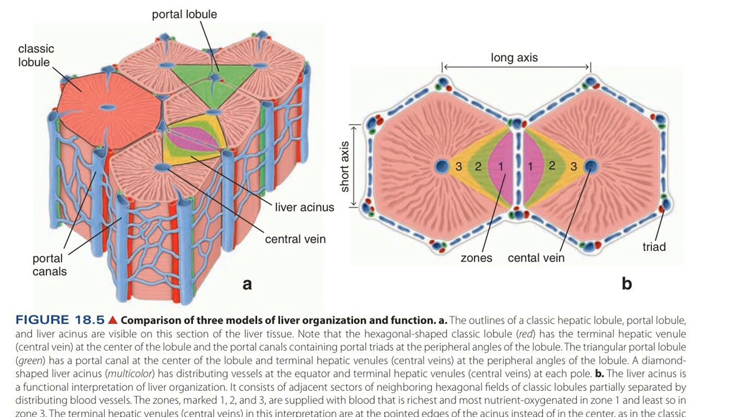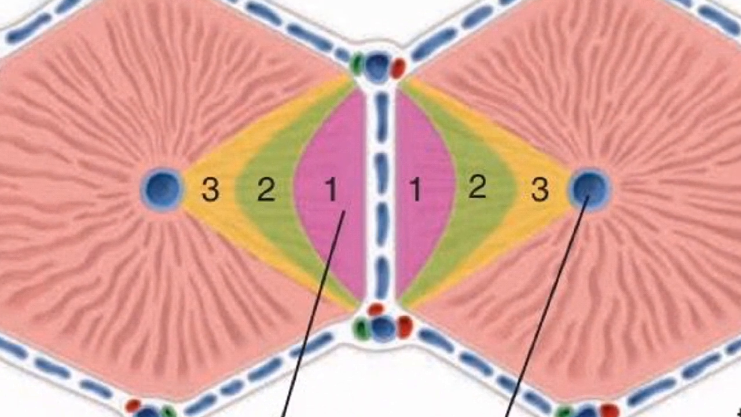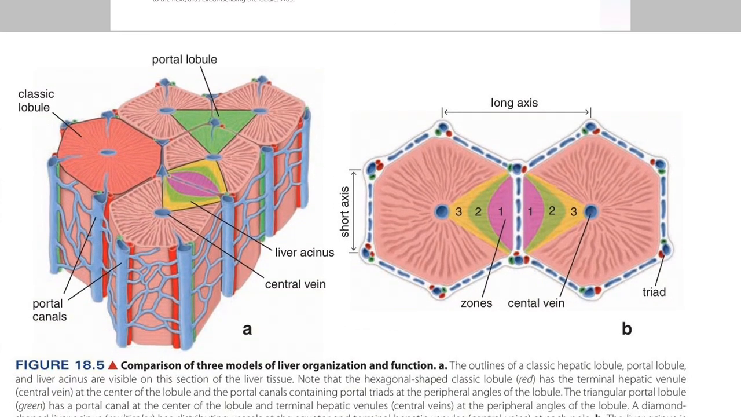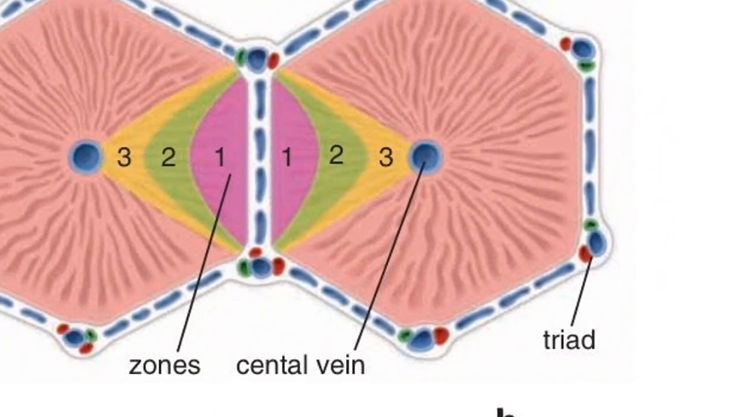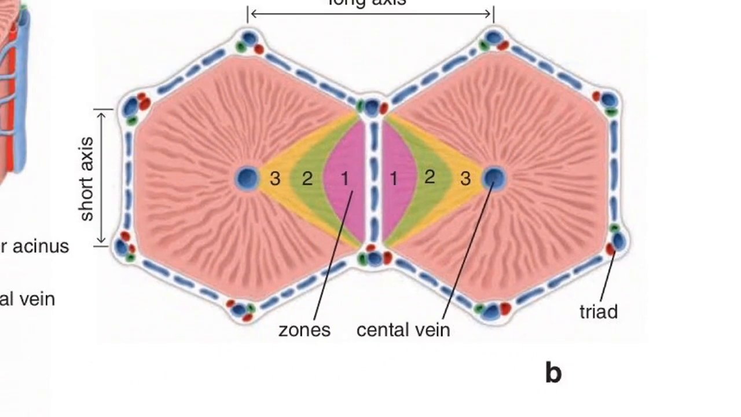And on the right hand side, two neighboring hexagonal shaped liver lobules are shown, and between two central veins, this is the hepatic acinus. With the different colors they have shown us the zones of the liver: zone 1, zone 2, zone 3 of the hepatocytes. Long axis, short axis, then the triad, where the triads are situated.